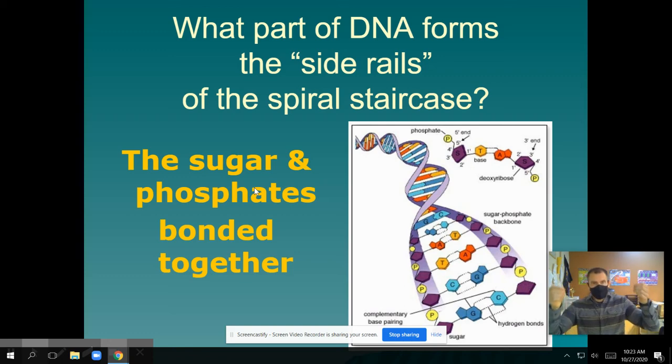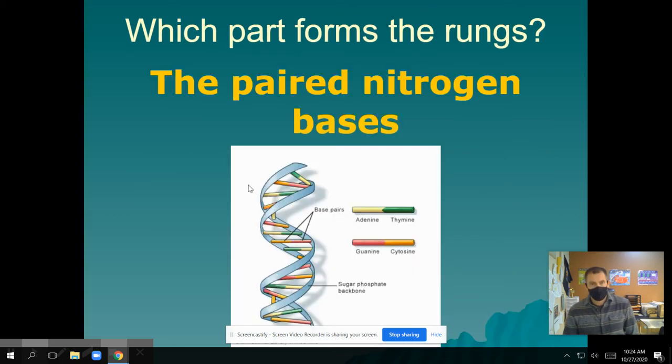Remember the sides of the ladder, like how I drew it, it just goes sugar, phosphate, phosphate over and over and over. That's it. All DNA on the whole planet does that. Sugar, phosphate, that's it. It's always the same. Okay? And then connecting the two sides are the rungs of the ladder.